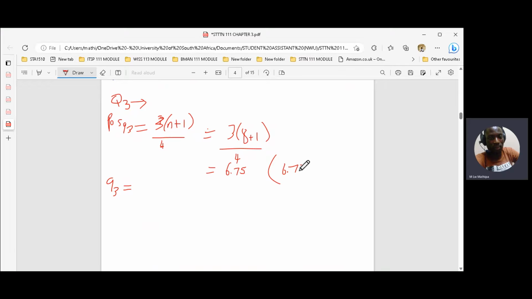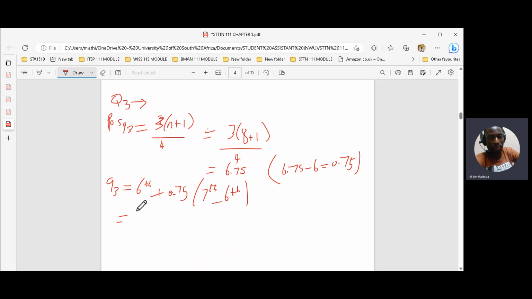So it's going to be 6.75 minus 6, which will give you 0.75. So Q3 is equal to the sixth position plus that 0.75 into the seventh position minus the sixth position, because it's on position 6 and 7. Then now we just substitute.